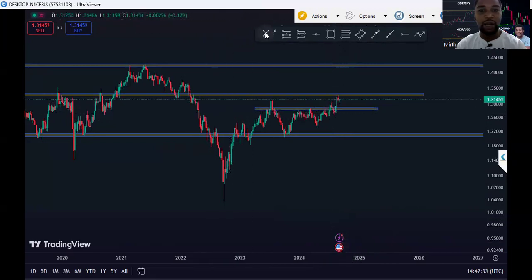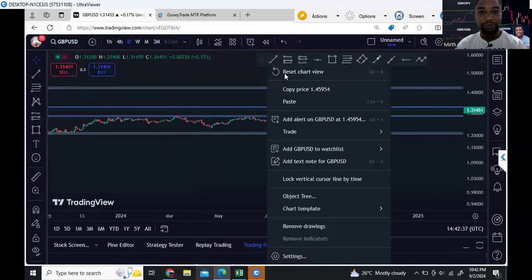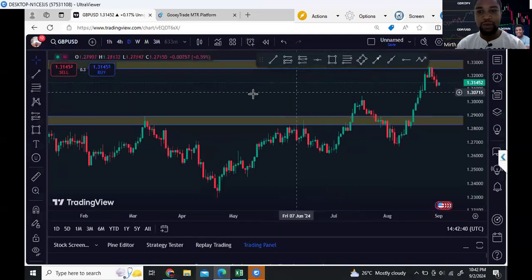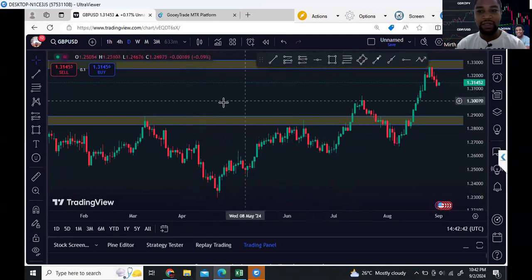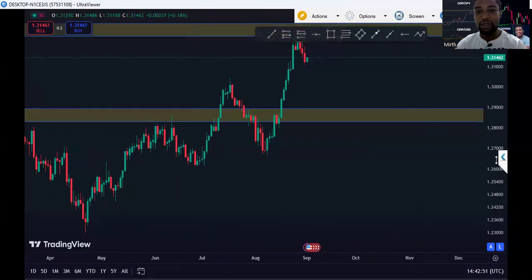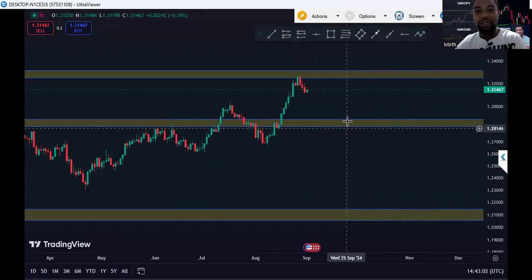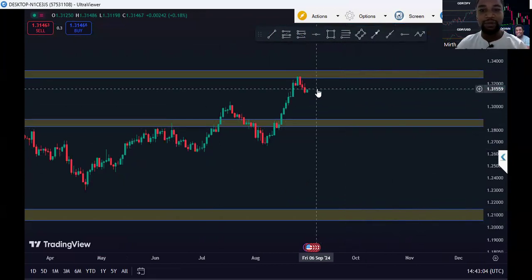For this pullback, I will come back to my daily time frame. I'll look at what is happening on the daily time frame. Since the weekly time frame has already given me a direction, I will come to my daily time frame. Right now, the daily time frame is retracing a little bit.